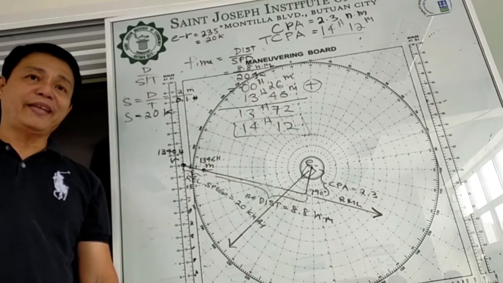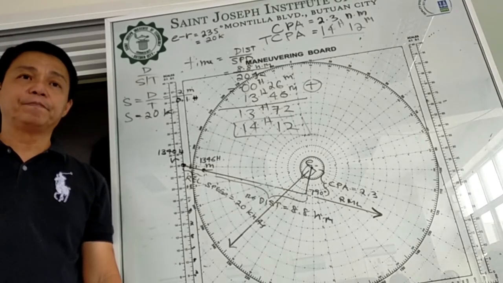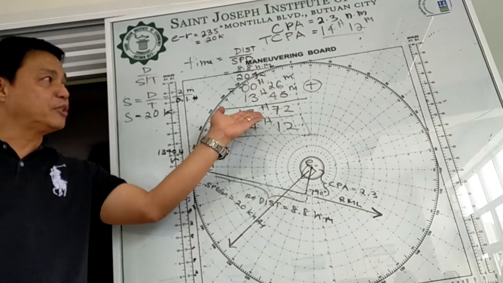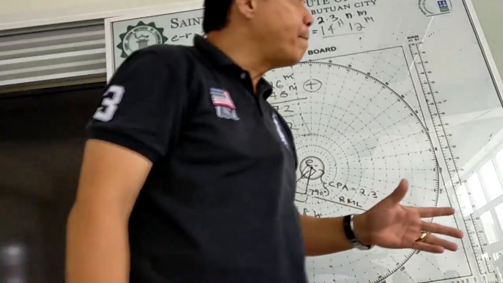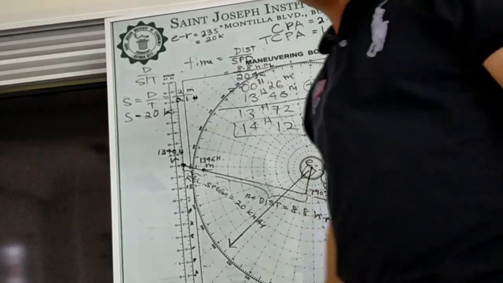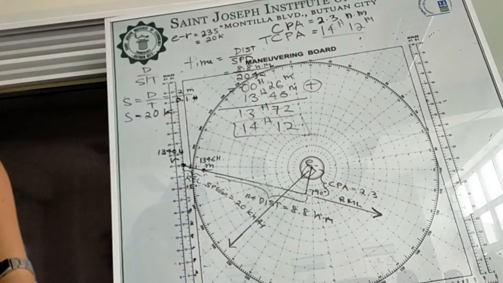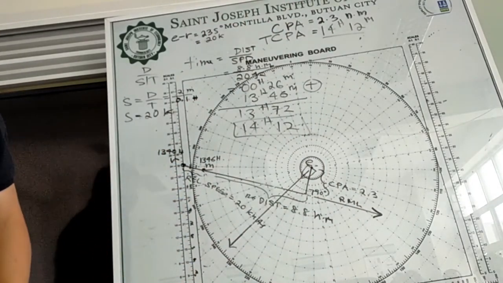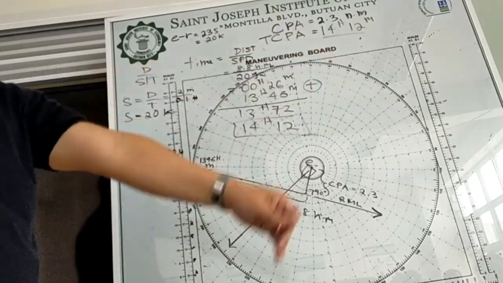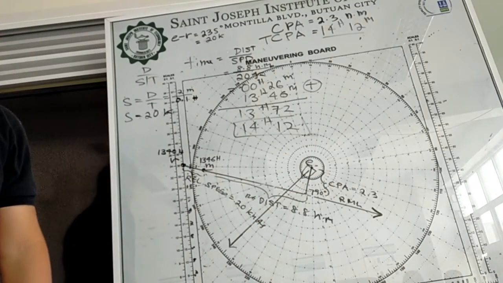If you will not think, your captain will be scolding you after 26 minutes. Because why? Because you are violating the company policy. The company policy is 3 miles. It should not be less than 3 miles. You are at around 2.3. So the moment the captain comes on the bridge and sees on the ARPA that the CPA is 2.3, he will be scolding you 26 minutes later.